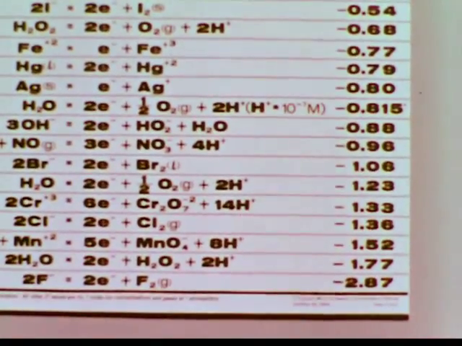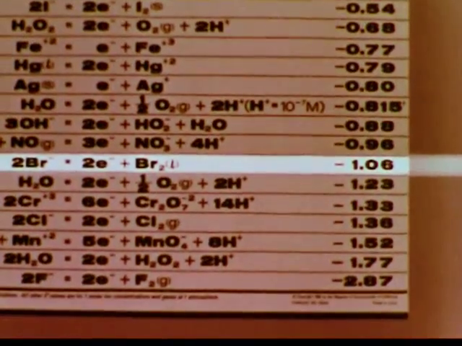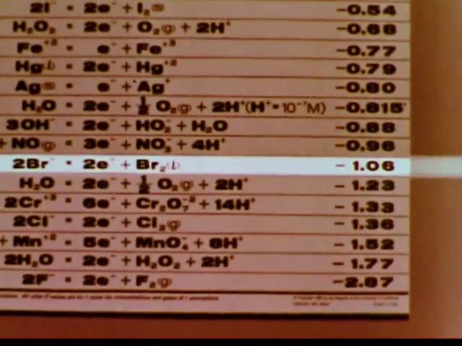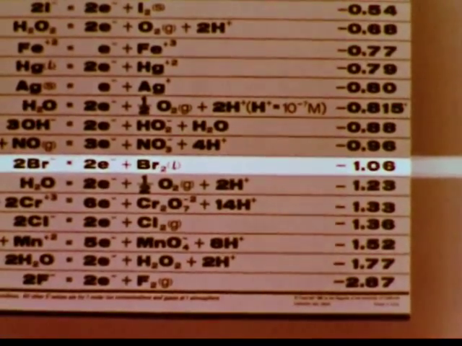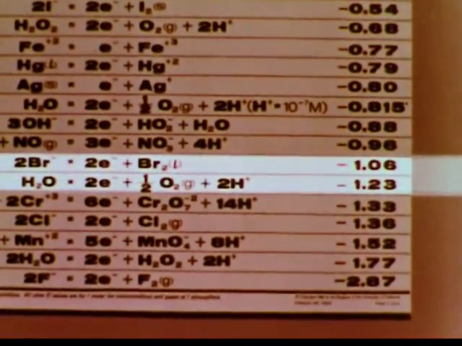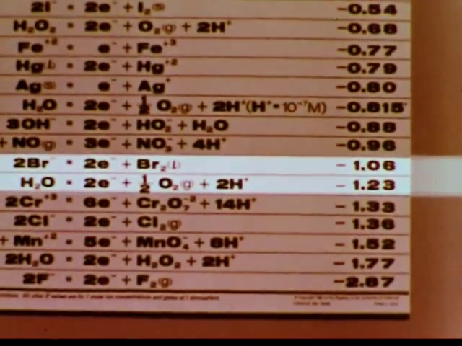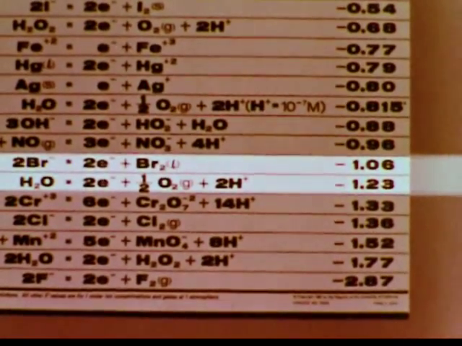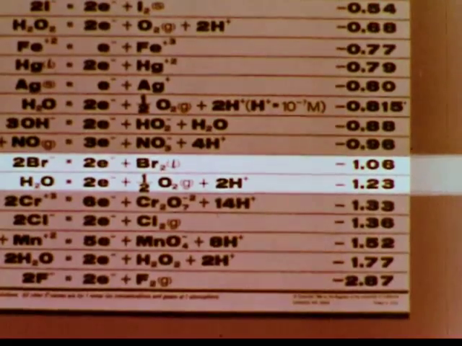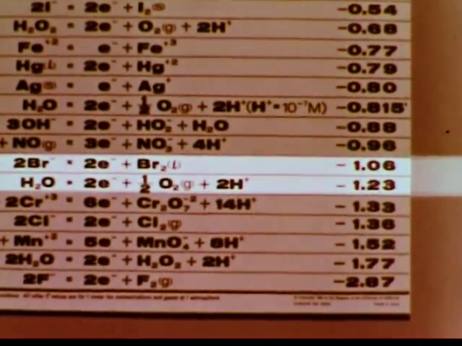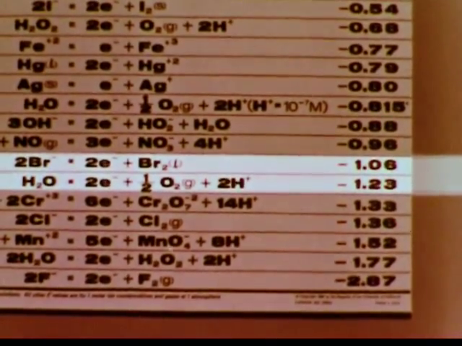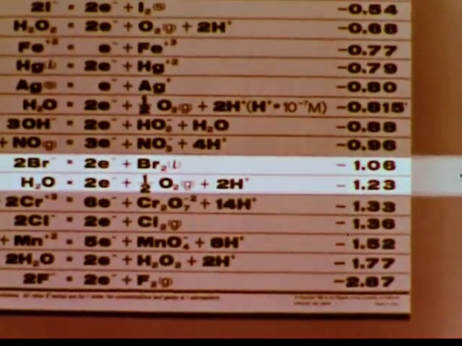The value for the oxidation of bromine is minus 1.06 volts. We note that the E0 value of oxygen is minus 1.23 volts, which makes it a better oxidizing agent than bromine. Furthermore, oxygen is the cheapest oxidizing agent.